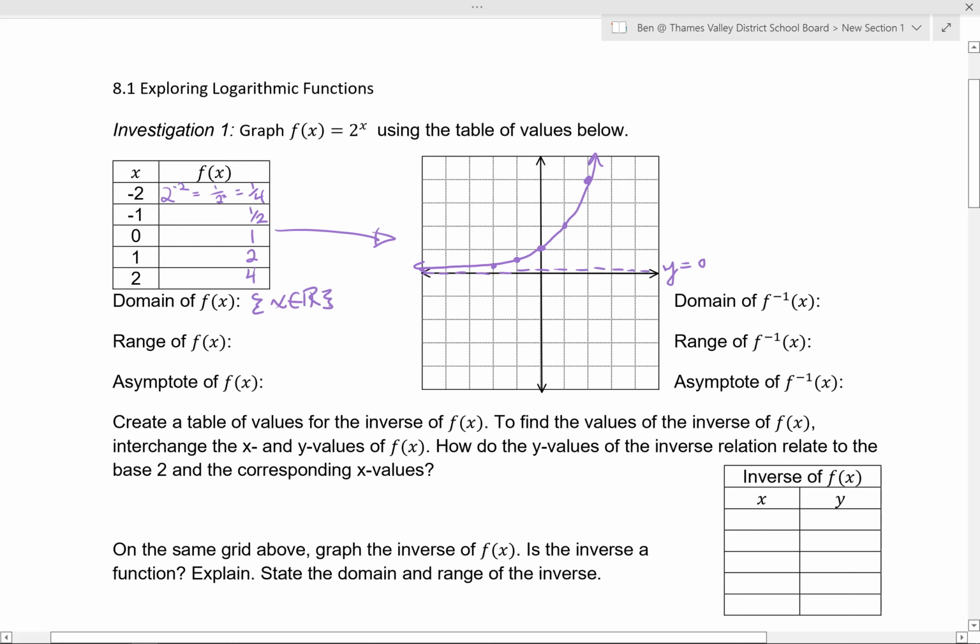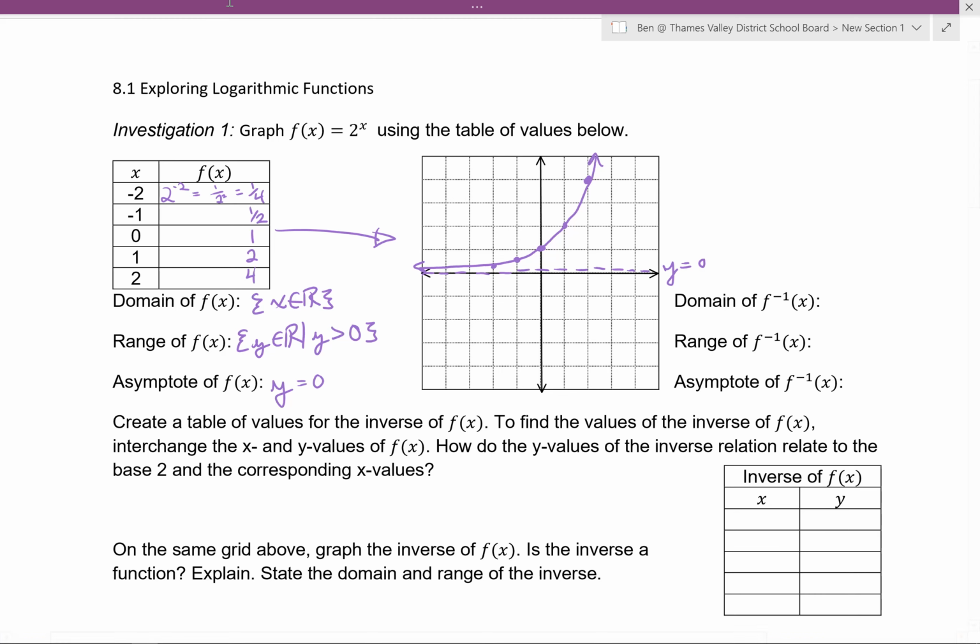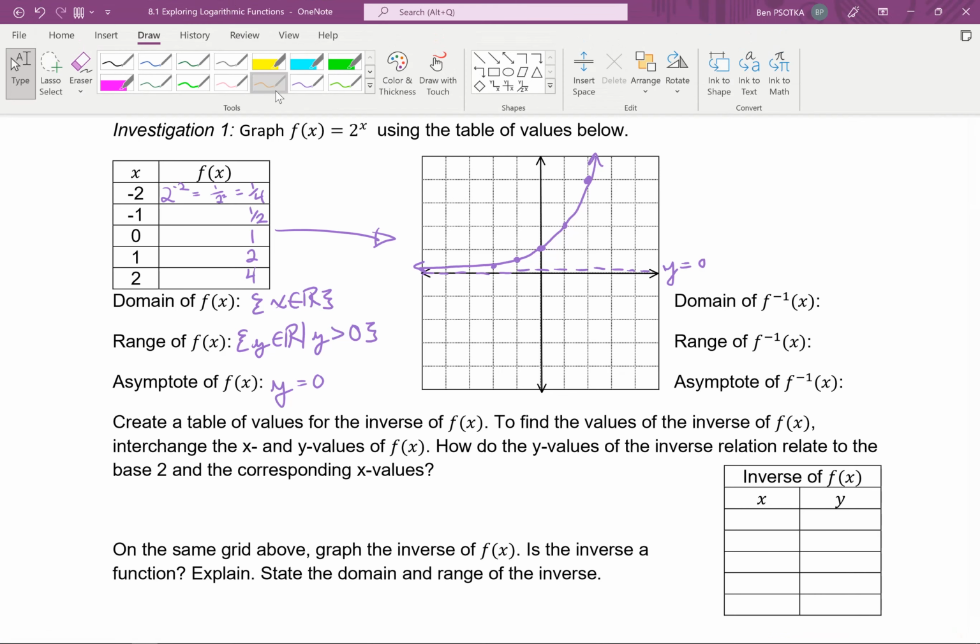The range of an exponential function, we can see right here, we're only using positive y values. So y is an element of the reals such that y must be greater than, not equal to, because of our horizontal asymptote, greater than 0. Nice and easy. The asymptote we've already stated, y equals 0. Okay, now let's try and find the inverse of that function.